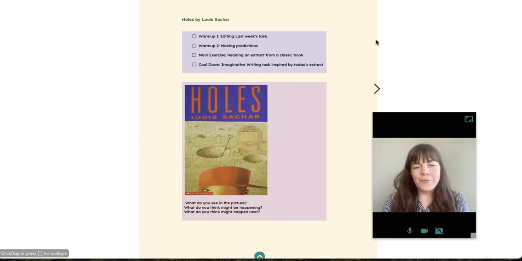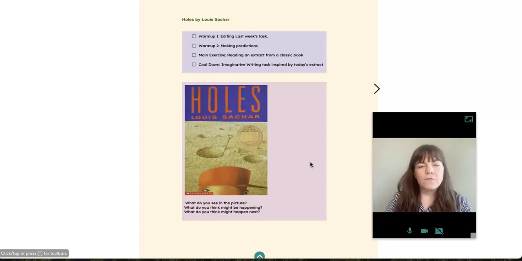The next thing that we would go on to do would be to have a making predictions time. So, for example, I would ask, here is an image of the front cover of the book. Well, what can you see on the image? What do you think might be represented? Who do you think the character that's represented might be? What kind of personality do you think he might have?